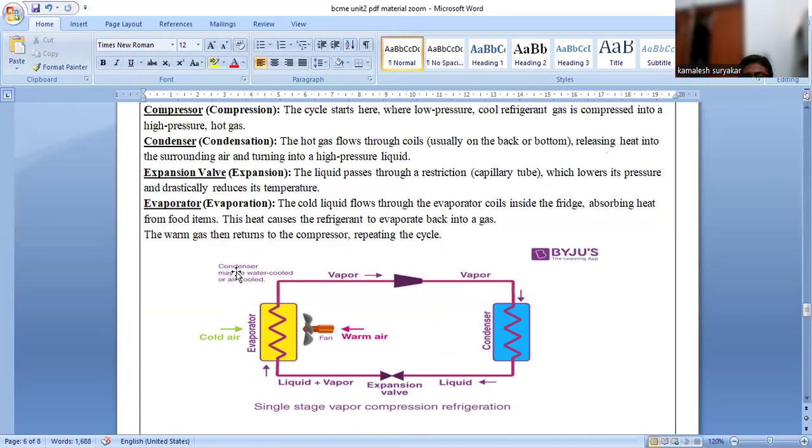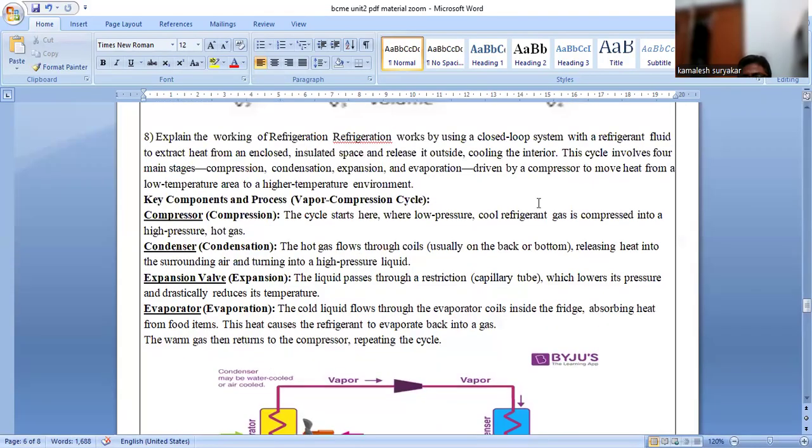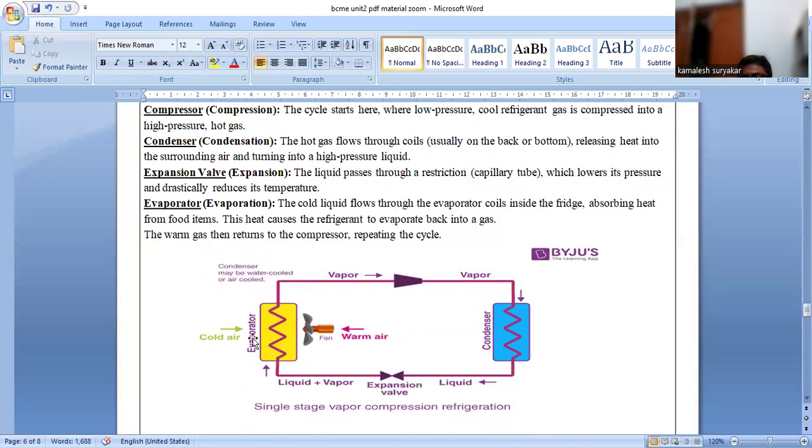So it is nothing but removing of the heat. Removing of the heat is called this. Here, driven by a compressor, it is very important to move heat from the low temperature area to a high temperature area. So this will become low. What is happening? This heat is taken from this evaporator, sent to the condenser. Condenser will send that heat outside.